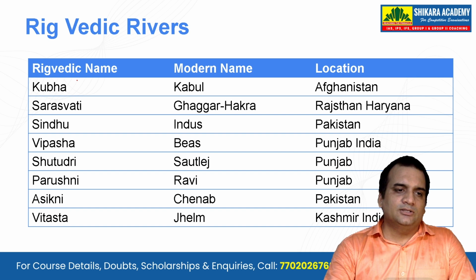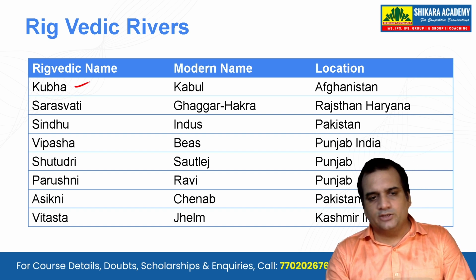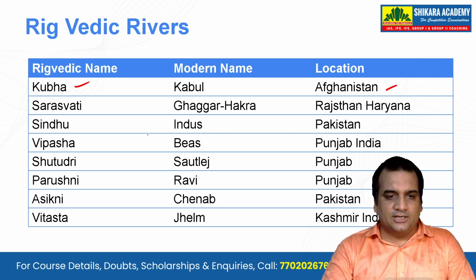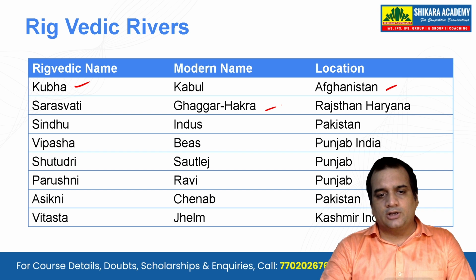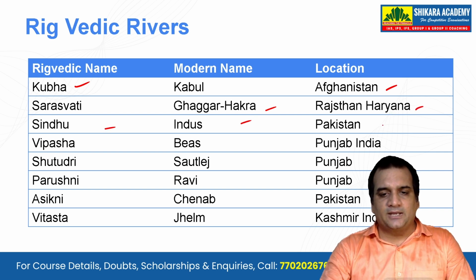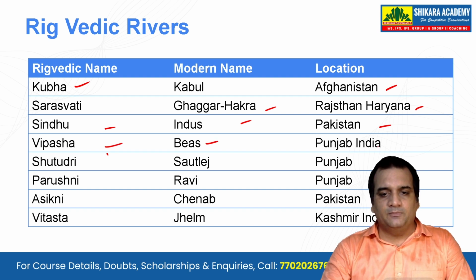Now let's see some of the Rig Vedic names, the modern names, and the locations that we are seeing. So Kubha was the Kabul, that's now in Afghanistan. Then we see the Saraswati, that's Ghagar or Hakra, that's in Rajasthan, Haryana now. Sindhu or the Indus in Pakistan today. Bipasa, that is the Beas river in Punjab, India.